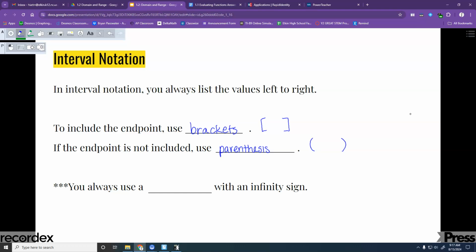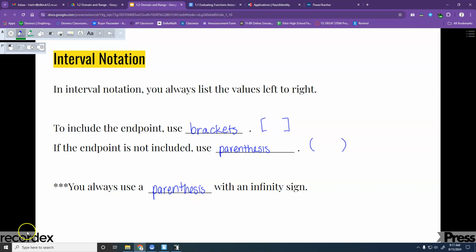Okay? And sometimes with interval notation, we're going to go to infinity. And if you have an infinity, you always need to use a parentheses with the infinity sign. So if you have infinity as one of your endpoints, if you use a bracket, that means it's included. Can you ever include infinity? Is it like a real number? Can you ever get to infinity? You cannot. So you don't want to use a bracket with it because you can't actually get to it. So you want to use a parentheses instead.